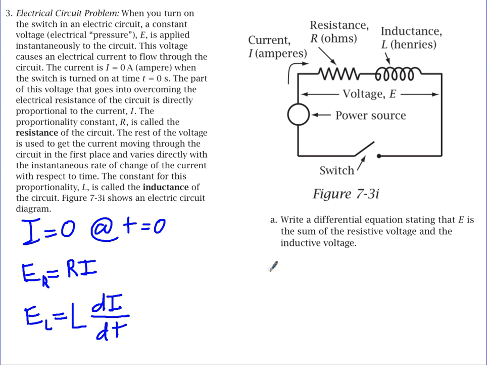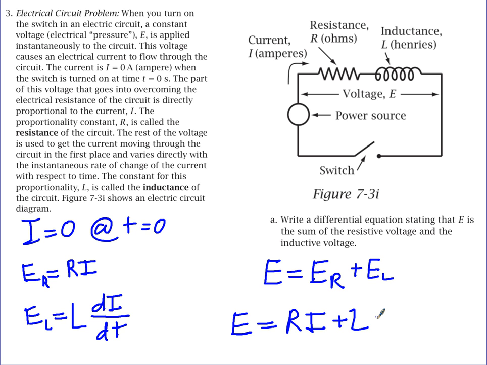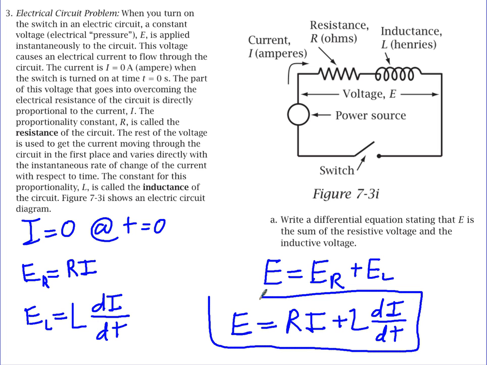Alright, so part A says, write a differential equation stating that E is the sum of the resistive voltage and the inductive voltage. So it's saying E is equal to the sum of the resistive voltage, which we said was ER, and the inductive voltage, which is EL. So I can just substitute that information in. E is equal to Ri plus L di dt. Not too bad at all. And we're done with A. Alright, going on.